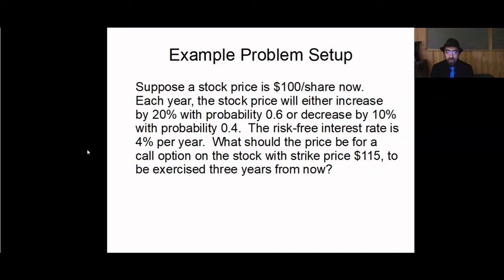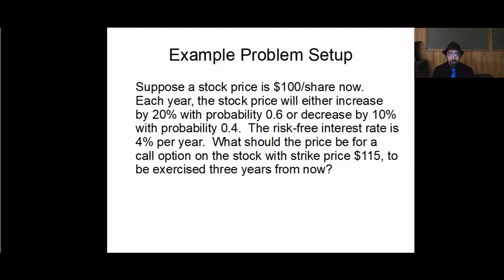Suppose a stock price is $100 a share now. Each year, the stock price will either increase by 20% with probability 0.6 or decrease by 10% with probability 0.4. The risk-free interest rate is 4% per year. So that means, under these assumptions, we assume that you could borrow or lend at 4% interest per year.